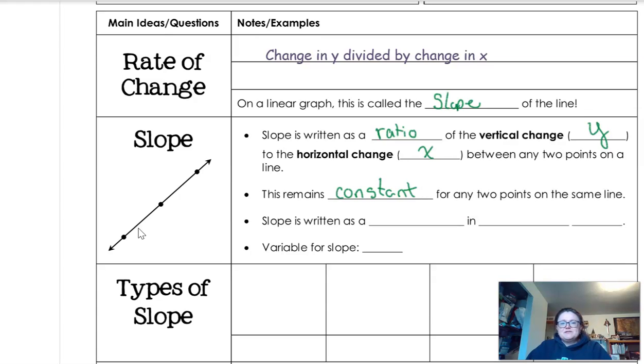So slope is written as a fraction, and we always want to make sure we simplify it, so it's going to be in simplest form. And when we're writing about slope, this is one of those weird math things that probably has something to do with how you would say slope in Latin. But when we're talking about slope, it's m, not s, which would make sense. Probably the other reason we don't use s is because s's can look like 5s. We almost never use s as a variable. The variable for slope is m.